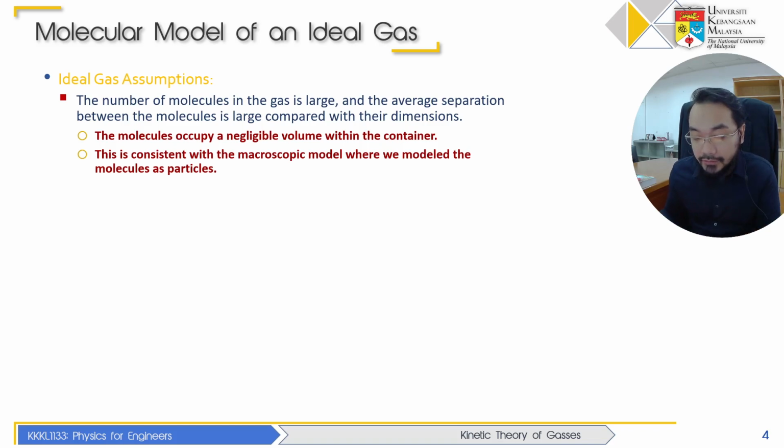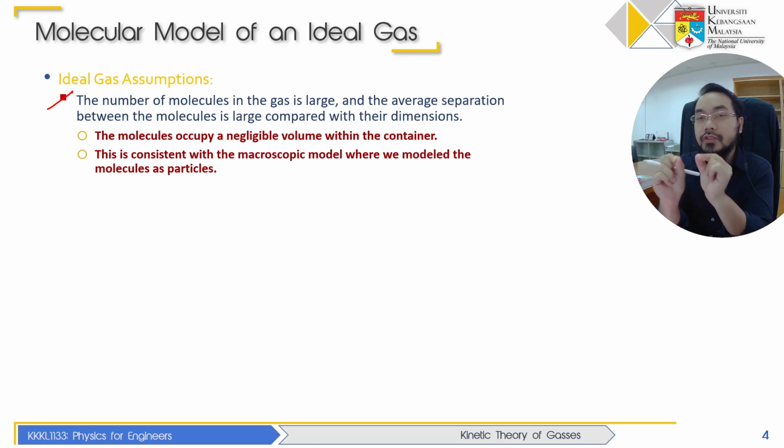Here I'm going to give you five gas assumptions, and the first one is that the number of molecules in the gas is large and the average separation between the molecules is large compared to their dimension. So the number of molecules inside a container containing an ideal gas is huge, and the size of each atom or molecule is very small compared to the separation between two successive atoms or molecules. So the separation between neighboring atoms or molecules is huge compared to their actual size.